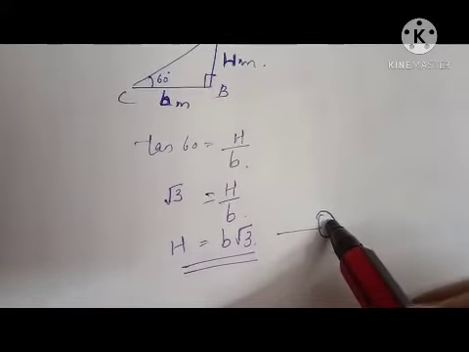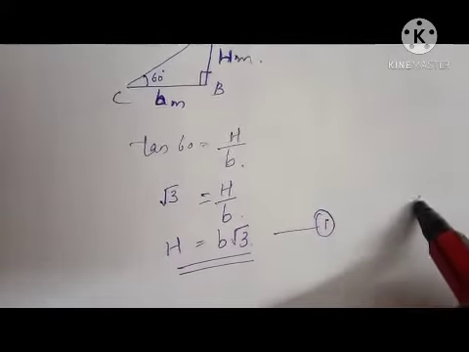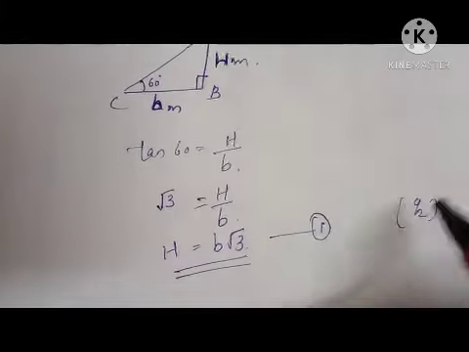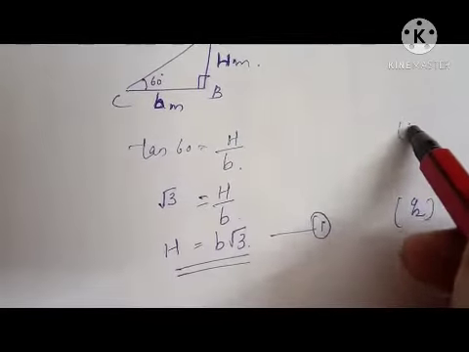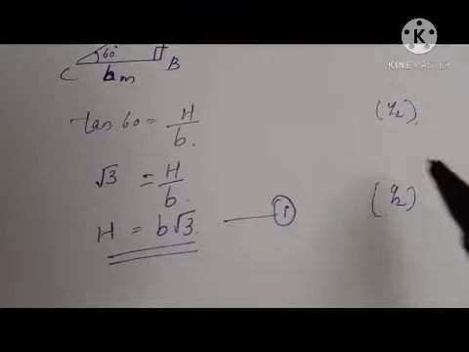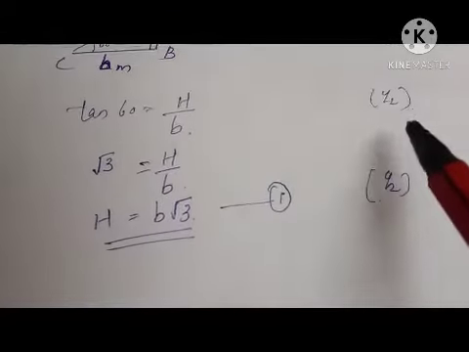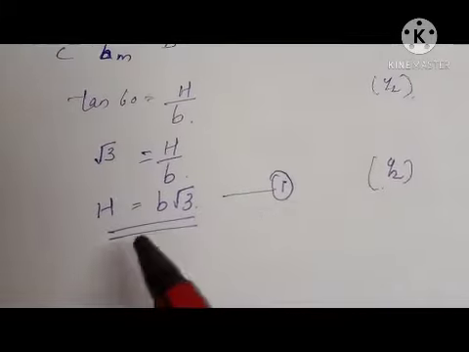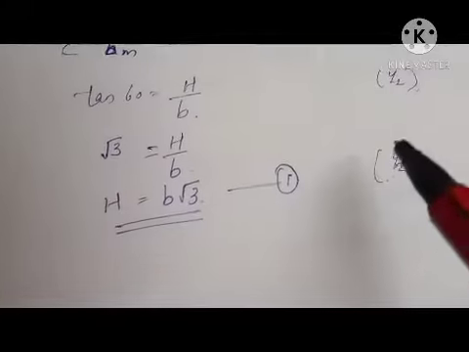For getting this equation, we will get half mark. Then substituting this and all, half mark. Out of 3 marks, half mark we got for the figure, then half mark for this and half mark for this. Now 1.5 mark is over.